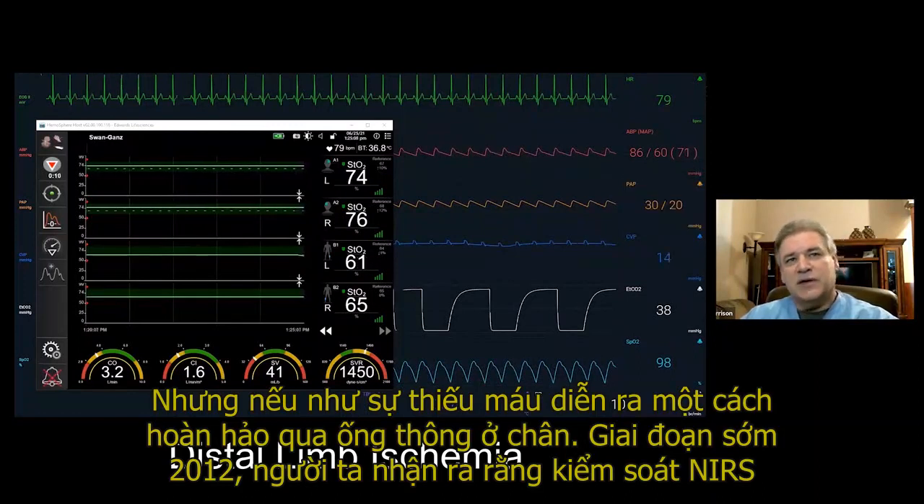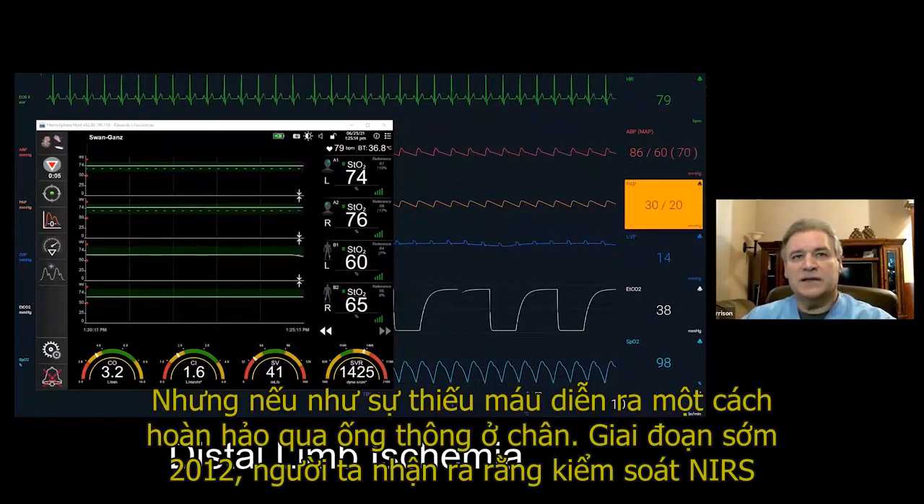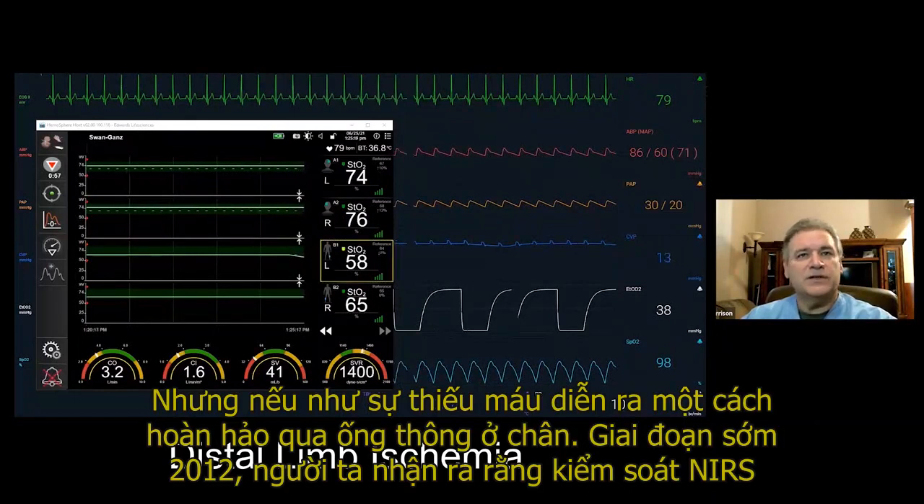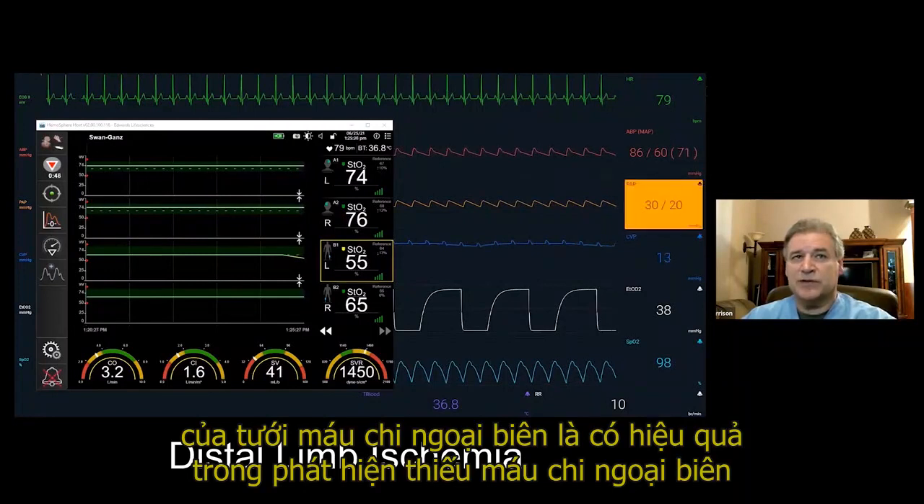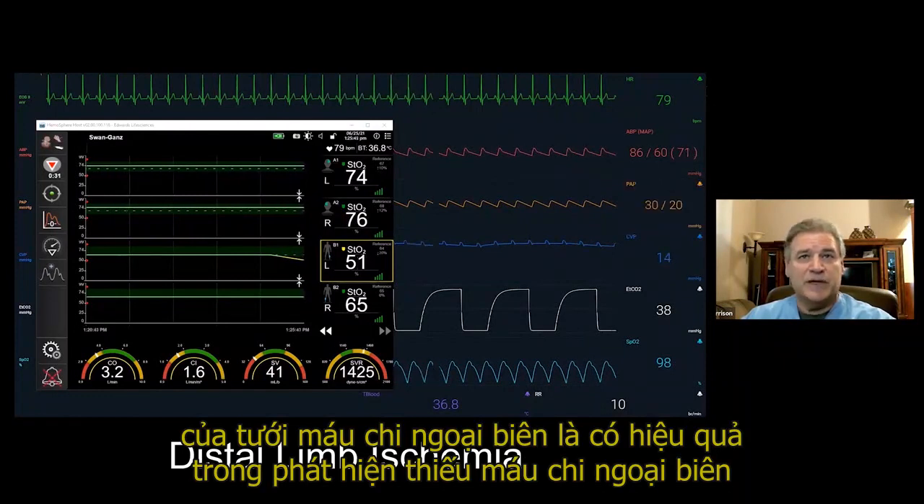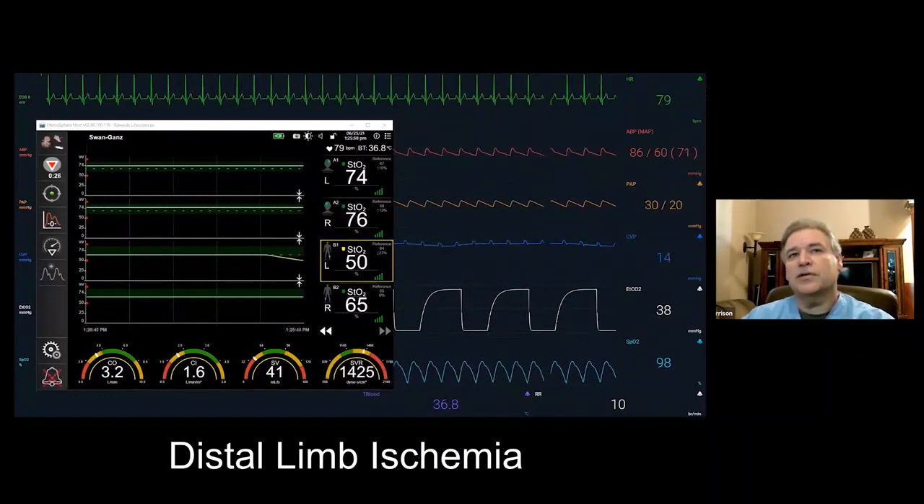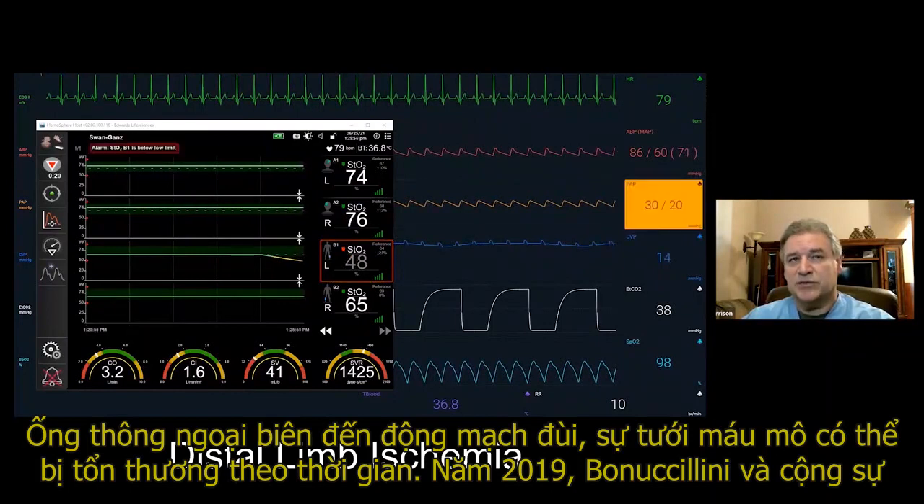But what if the ischemia were to happen in a peripherally cannulated leg? Well, as early as 2012, it was recognized that near-infrared spectroscopy monitoring of the distal limb perfusion was in fact effective in detecting distal limb ischemia. Distal to the femoral artery cannulation site, tissue perfusion may become compromised over time.